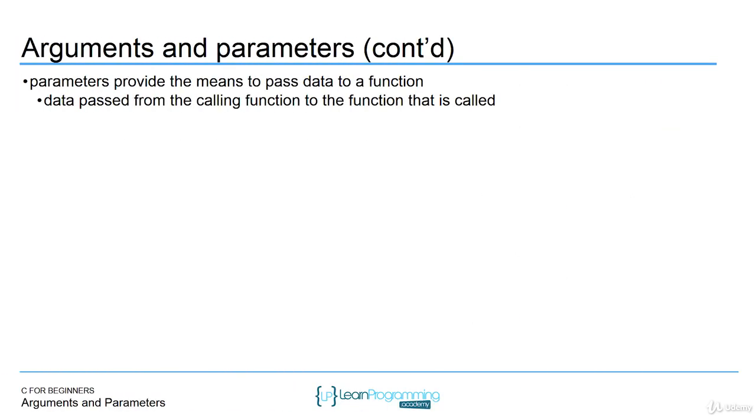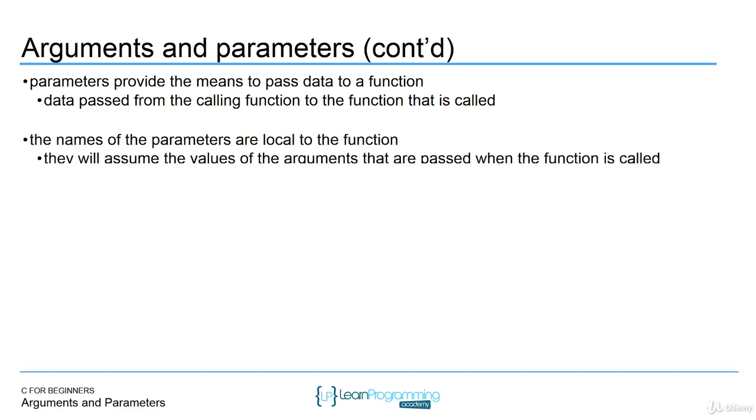Parameters provide the means to pass data to a function. Data is passed from the calling function to the function that is called, from the invokee to the receiving end. The calling end and the receiving end. The names of the parameters are local to the function. We're going to talk about that when we talk about local data. But those parameter names only exist inside the function body. They will assume the values of the arguments that are passed to it.